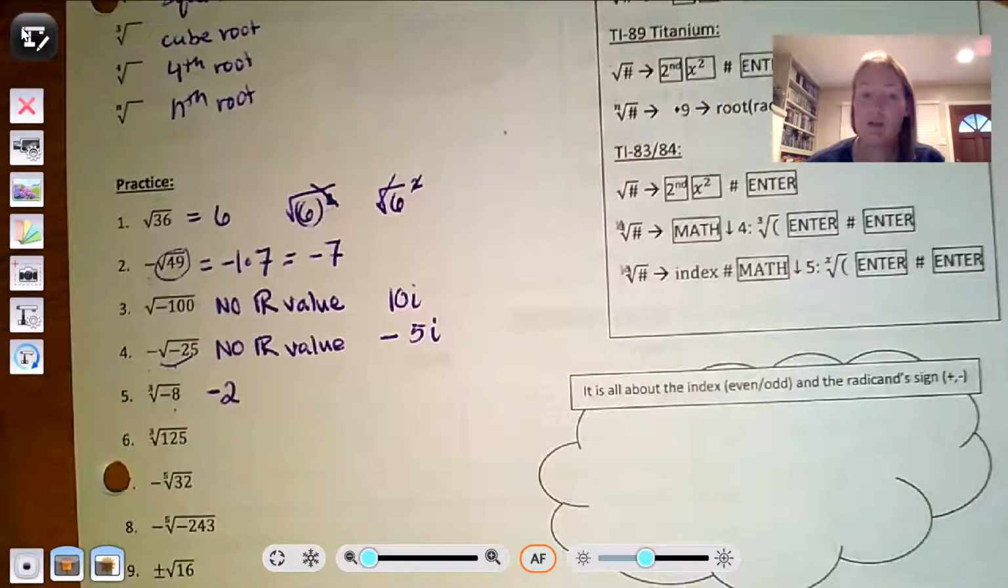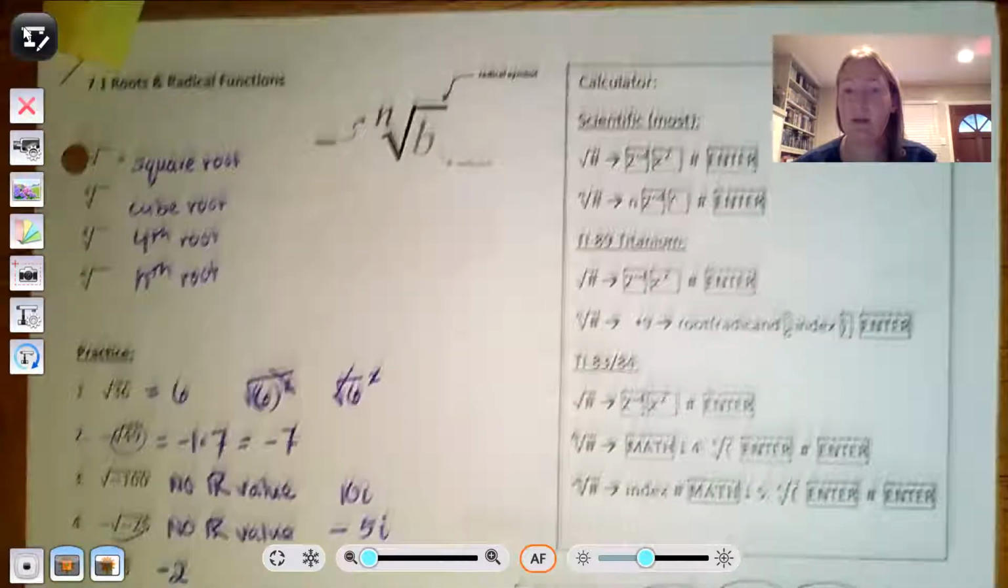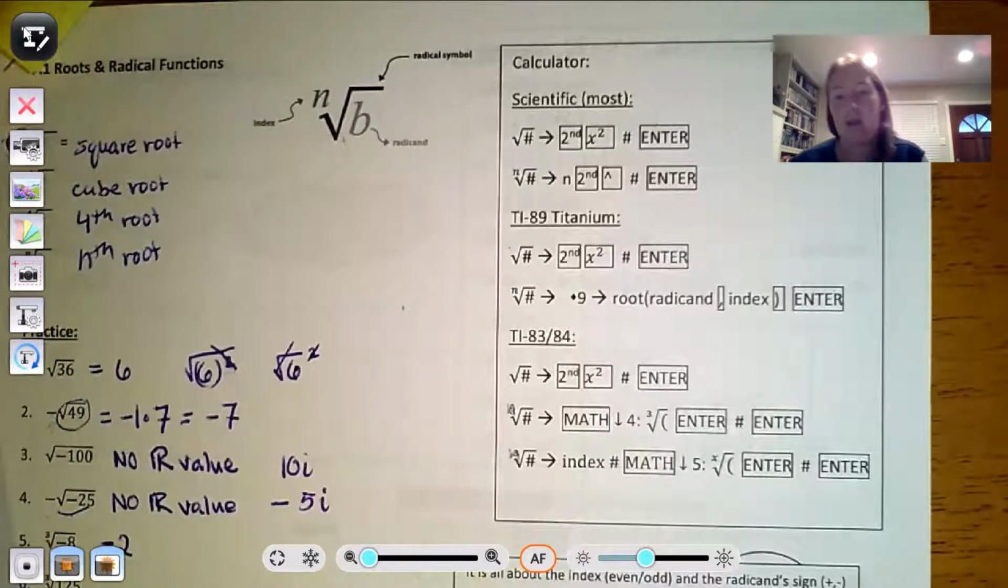You can also sometimes determine these values with your calculator if they are going in exactly and there's no decimal. So I have some directions up here for the different kinds of calculators that are pretty typical. I'll show you how to use that on a couple of those problems.